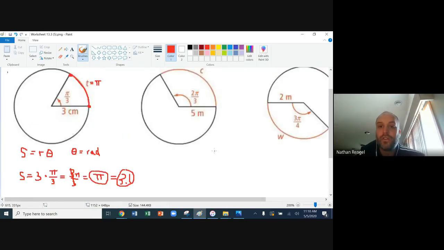Next, we have 2 pi over 3 with a radius of 5. So we're going to use that same formula. They use the variable c, so we'll put c in. So c is going to equal my radius times my radians. My radius is 5 times 2 pi over 3. There's my radians. No simplifying, 5 and 3 have nothing in common, so this is going to be 10 pi over 3.